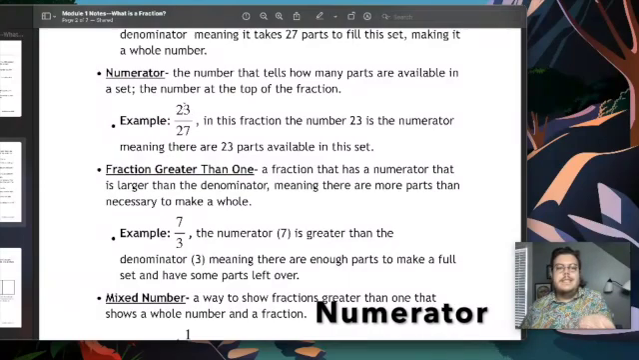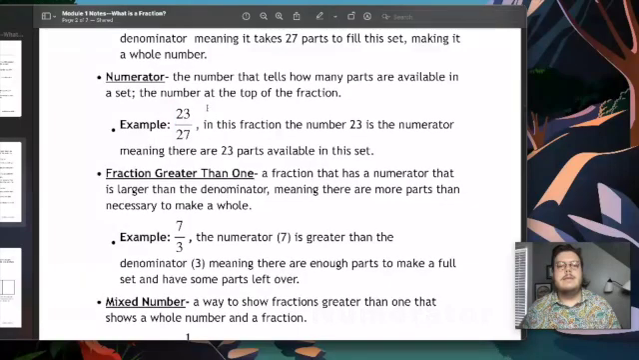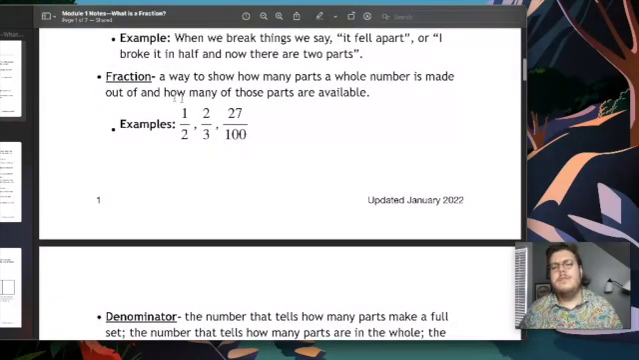So in this example, my numerator is 23. So I'm going to imagine that I have 23 marbles in my hand. The numerator are the parts that you can hold, the parts that you can touch. All right, so 23 is the numerator in this example. Up here in our fraction examples, 1 is the numerator, 2 is the numerator here, and 27 is the numerator here.